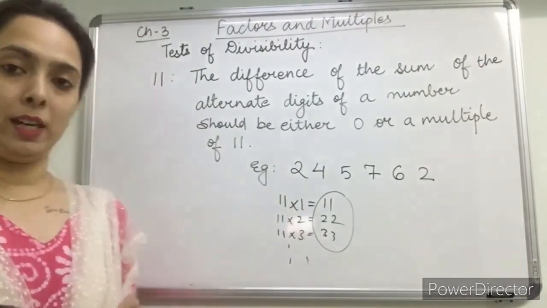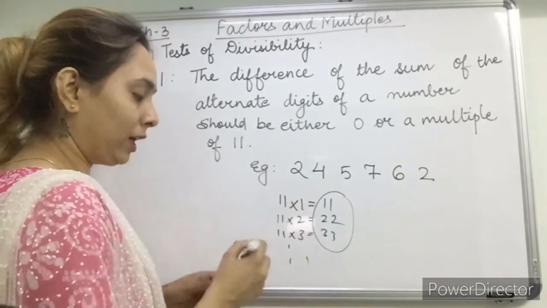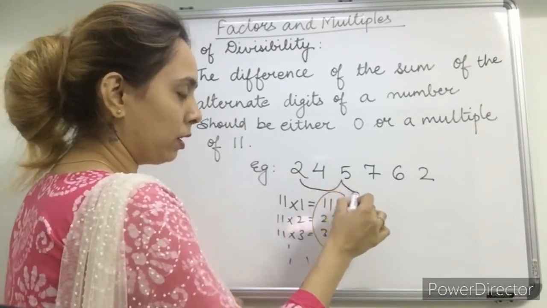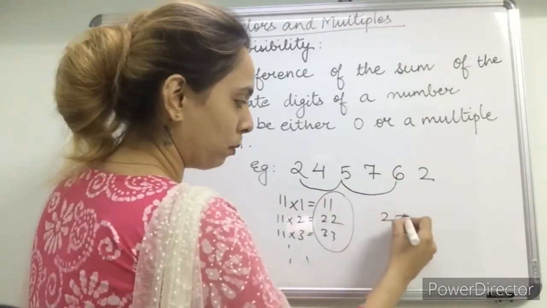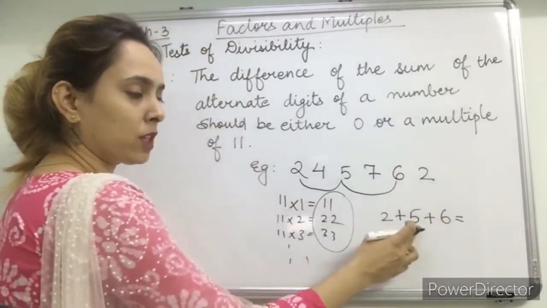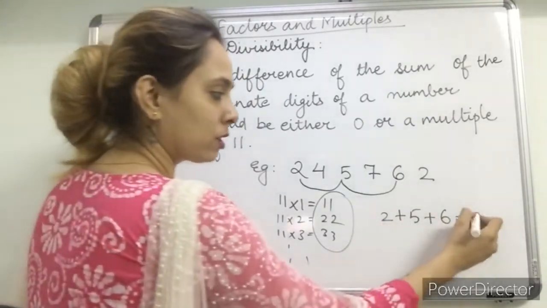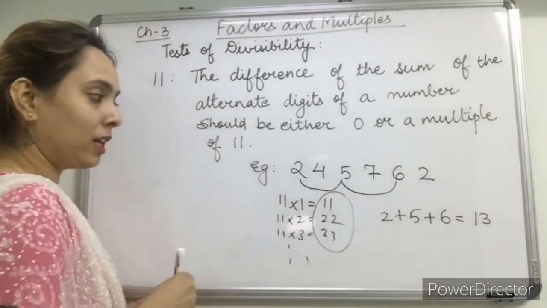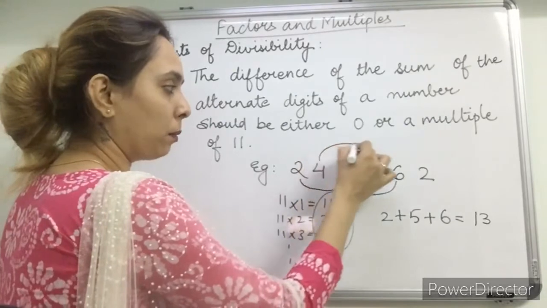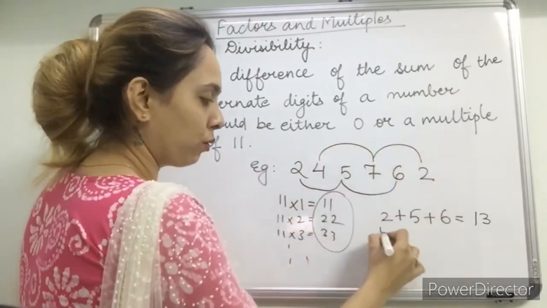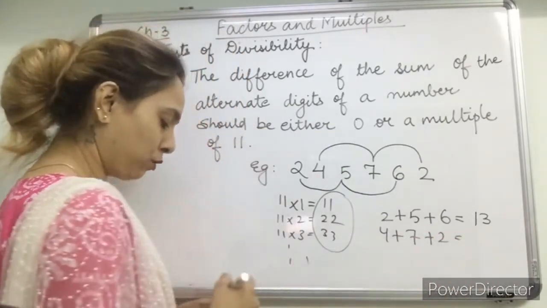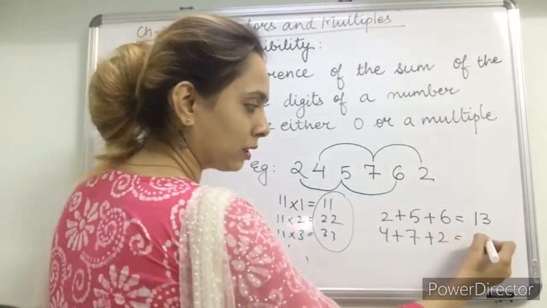So here it is saying that alternate numbers means 2 plus 5 plus 6. What will be the sum? 6 plus 5 is 11. 11 plus 2 is 13. This is the sum of alternate numbers. Now 4 plus 7 plus 2. What is the sum? 7 plus 4 is 11. 11 plus 2 is 13.